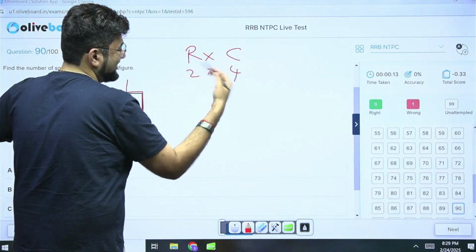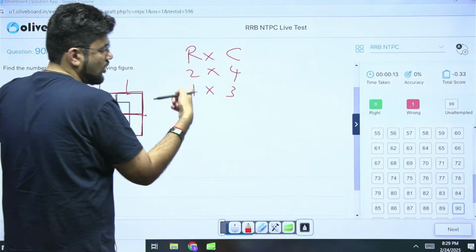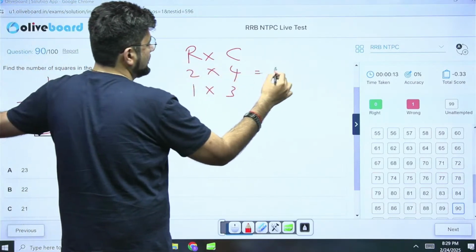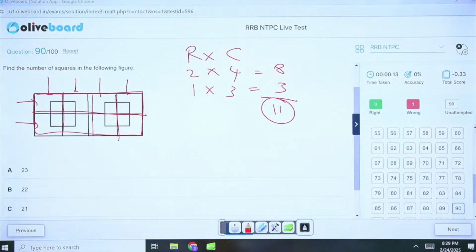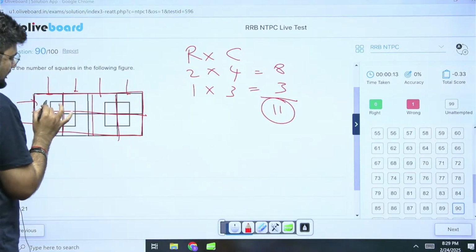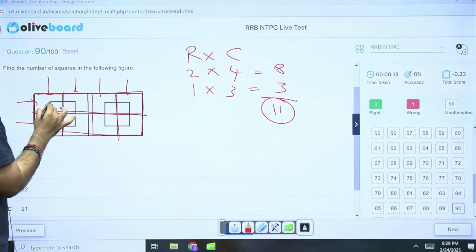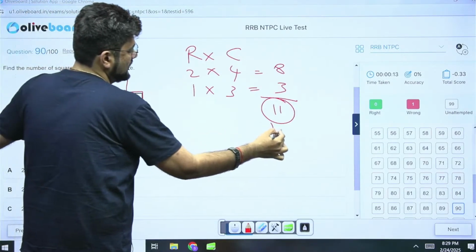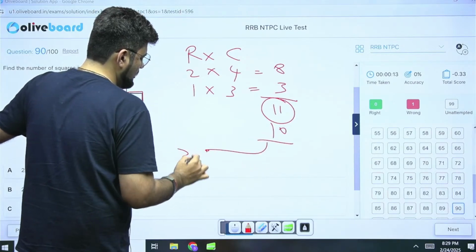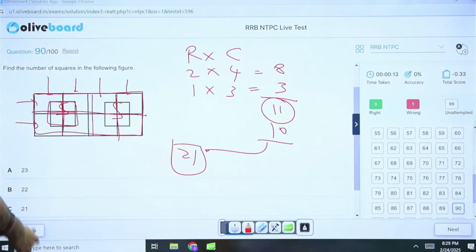2 into 4. Reduce by 1. So 1 into 3. Stop as soon as you get 1, 1. So we have 8 and we have 3. So we have 11 squares already with us. What about the rest? Now I will be teaching you subsequently also. You must already be knowing that if there is a square with a plus sign in between, we'll count them as 5. So we have 5 here, 5 here. So we'll add 10 more here and the total will be 21 squares. 21 squares, option C is the right answer.